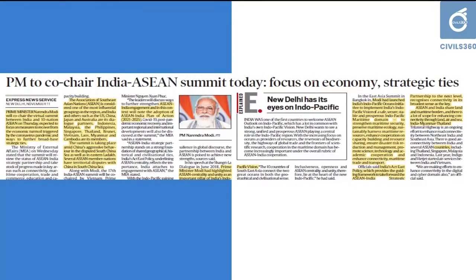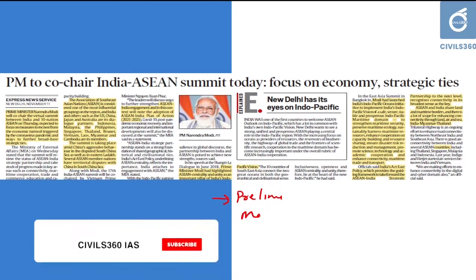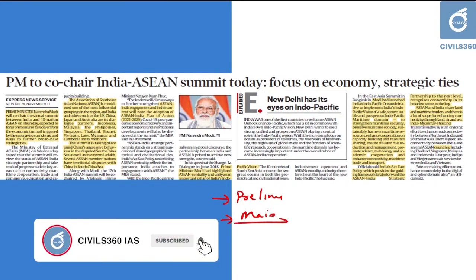The next one is PM to co-chair India-ASEAN Summit today. Focus on economic and strategic ties. This is very important for your prelims as well as mains. This is from Indian Express Explained. It is important for both prelims and mains.